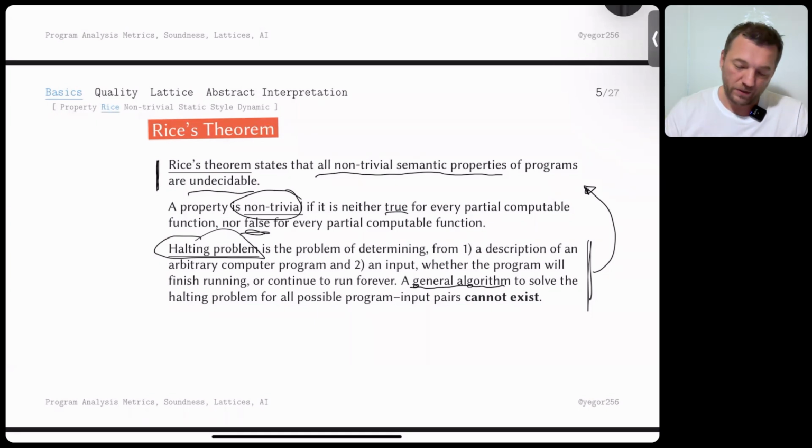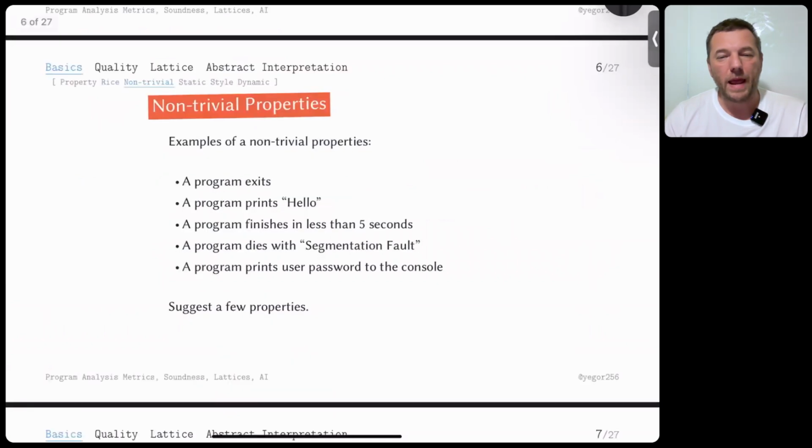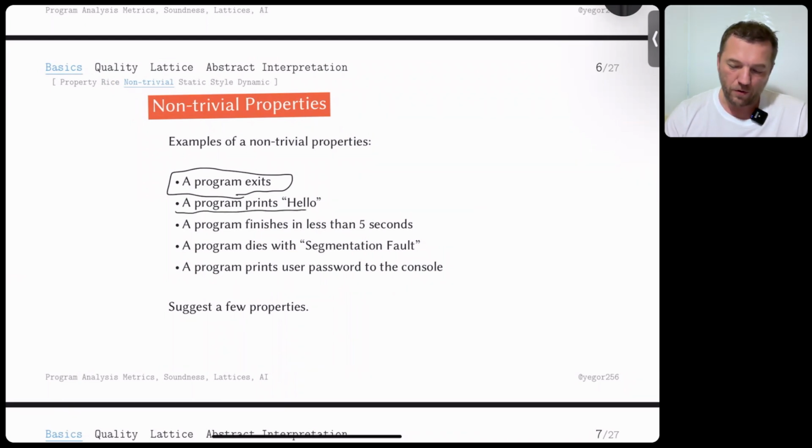Examples of non-trivial properties. I was trying to give you a few; let me give you a few more. Let's say a program exits, which we just discussed. A program at some point exits, so there is no endless loop in the program. Let's say a program says hello. Another property: a program finishes in less than 5 seconds. Some programs end in 5 seconds, some do not. A program dies with a segmentation fault.